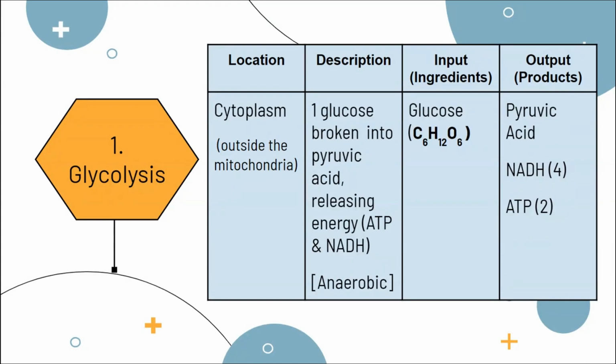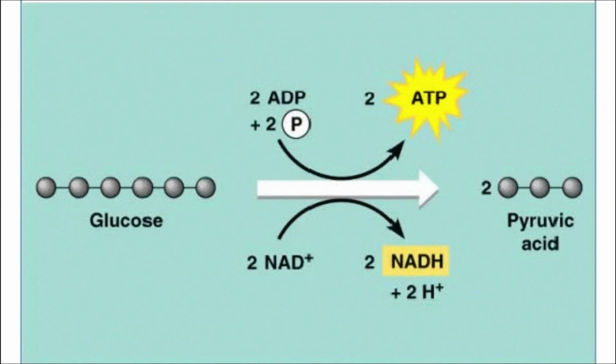And our last word, we're going to learn more about what this word means, but this is an anaerobic process. Our input is glucose. We need to write the chemical formula too. And our outputs are pyruvic acid, which we'll be using the next step. And then we also have 4 NADH molecules and 2 ATP molecules. Make sure you understand that the numbers in parentheses afterwards are the countings that we're, again, looking at.